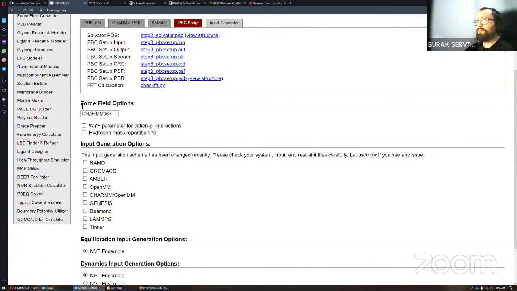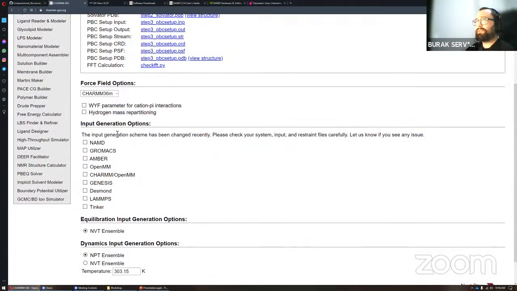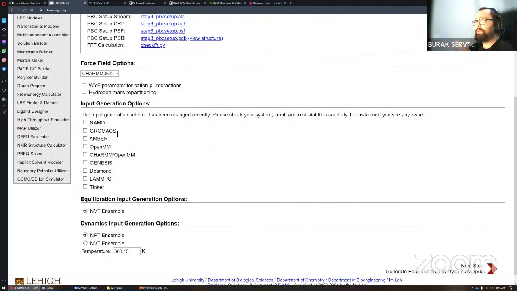Now, for force field options, you can select any version of CHARMM, but the 36m, the last one. I want to continue with the last version of CHARMM, and we will use the latest force field. And we need these options. And the best part is here.